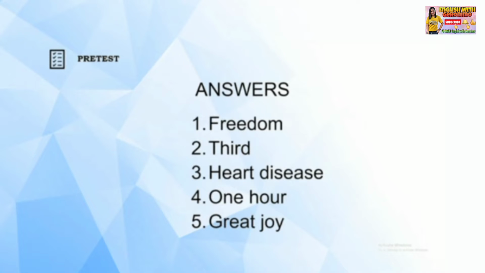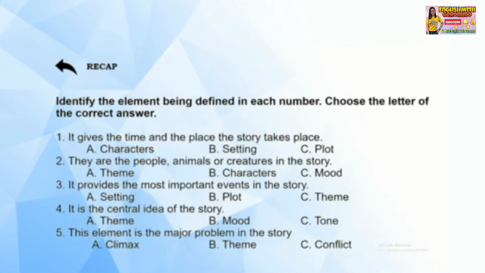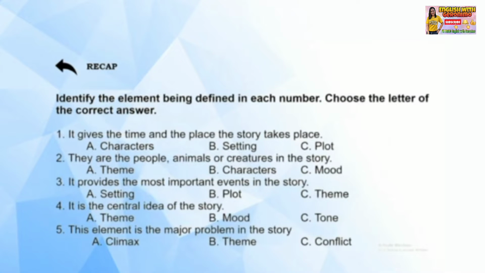its elements. Let's have a short review on these elements by doing this exercise. Identify the element being defined in each number. Choose the letter of the correct answer. 1. It gives the time and the place the story takes place. A. Characters. B. Setting. C. Plot. 2. They are the people, animals, or creatures in the story.